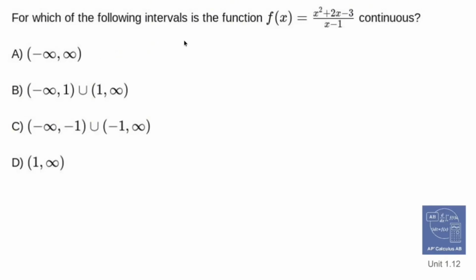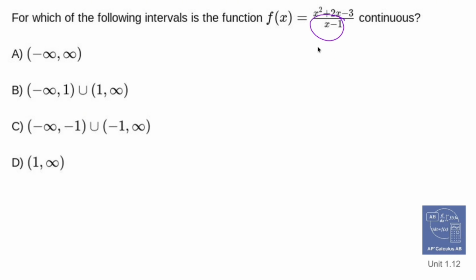For which of the following intervals is the function f of x equals (x squared plus 2x minus 3) over (x minus 1) continuous? Now, I know what you're thinking. You're probably thinking, oh, well, let's factor this out and see if we get an x minus 1 and then cross things out and blah, blah, blah. No. Whatever we get up here, whether it's a hole or a vertical asymptote, doesn't really matter.